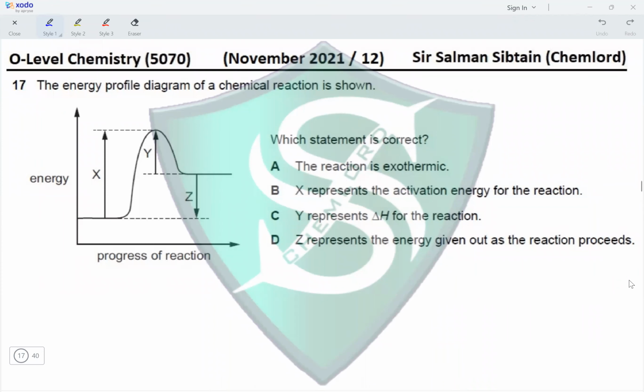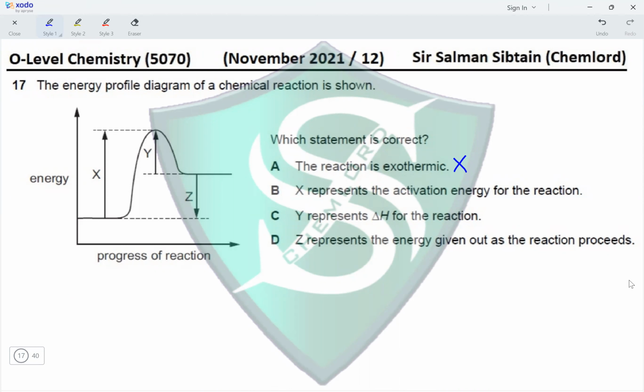Question 17. The energy profile diagram of a chemical reaction is shown. Now, as we can see, this is an endothermic reaction profile diagram because the reactants are below the products in this profile diagram. Option A: the reaction is exothermic? No, it is endothermic.